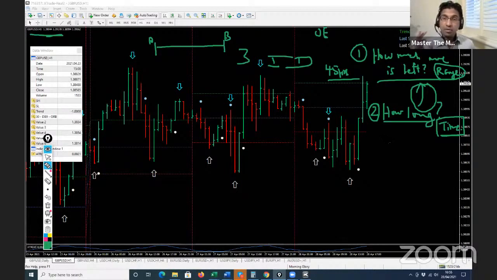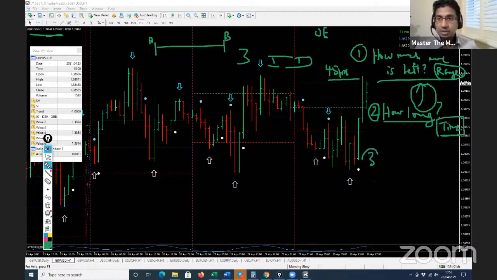Does it take about 3 hours to get to your target? Does it take 1 hour, or does it take 7 hours in an intraday time frame? Let's say if you take it on a daily, to get to 100 pips, how long does it take? Is it 4 days, 5 days? What's the probability? You must know all of that.